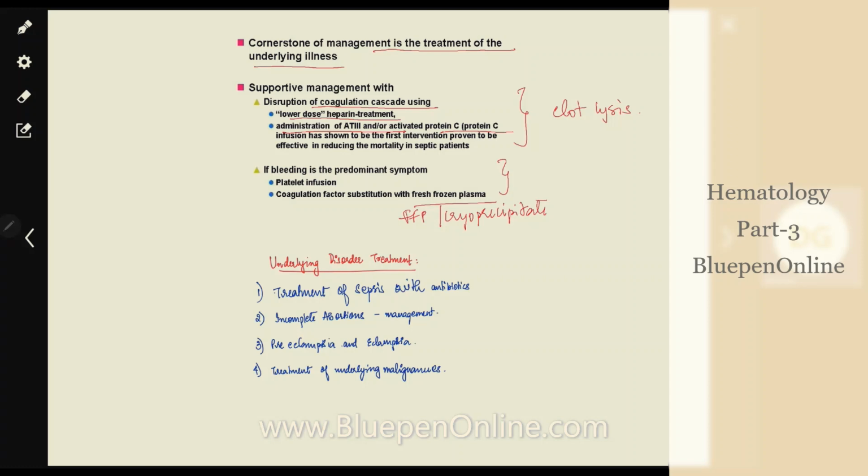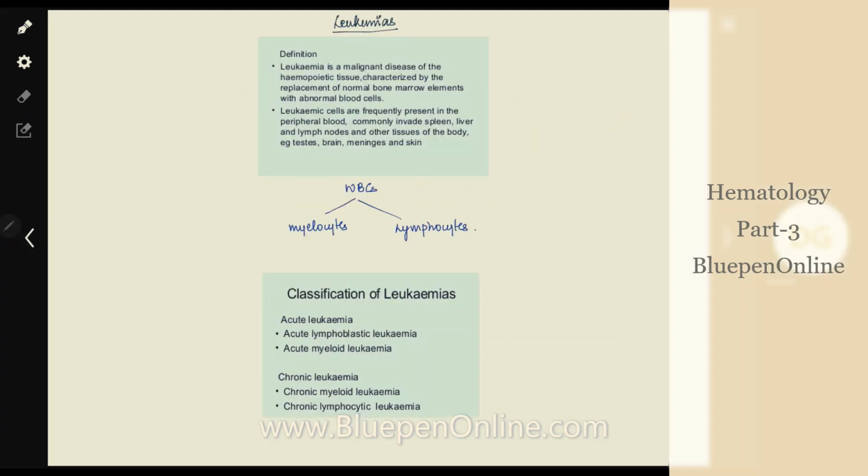So how do I treat the underlying disease? Treatment of sepsis with antibiotics, incomplete abortion management, pre-eclampsia and eclampsia, treatment of underlying malignancies. This concludes our treatment of DIC. We move on next to an important topic of leukemias.